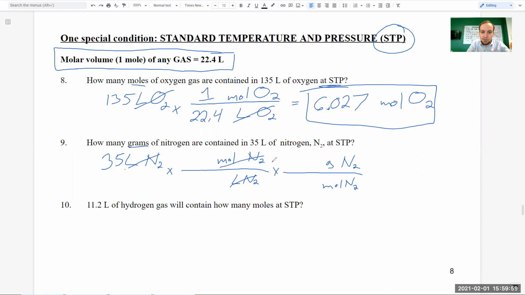All right, so moles of nitrogen will cancel out, and we will be left with some amount of grams of nitrogen. So this is basically like number 8. I just had to add an additional step. So for the first conversion factor, for every 1 mole, it is going to be equal to 22.4 liters. Again, doesn't matter that's nitrogen. It would be true for every single gas that there is.